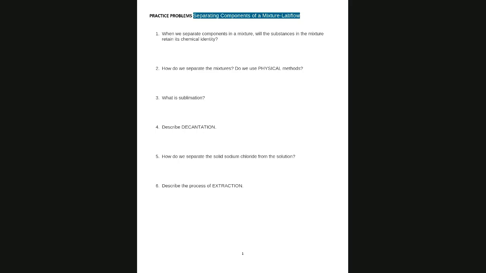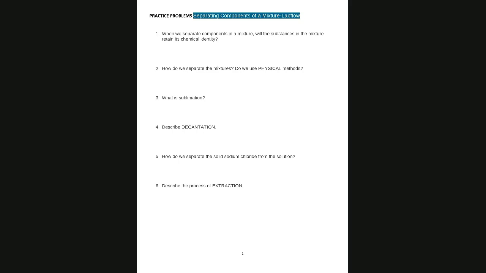Yes, it's important to know that we use physical methods. That's how we separate mixtures. We use the fact that each component has a different physical property. For example, each pure liquid substance boils at a specific temperature at a given pressure. So we may separate two liquids. This is another example. We are not doing this now, but we may separate two liquids that have different boiling points using a method called distillation.